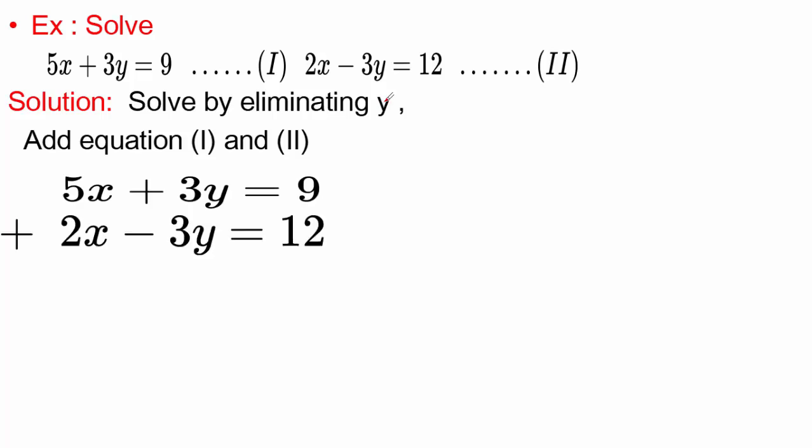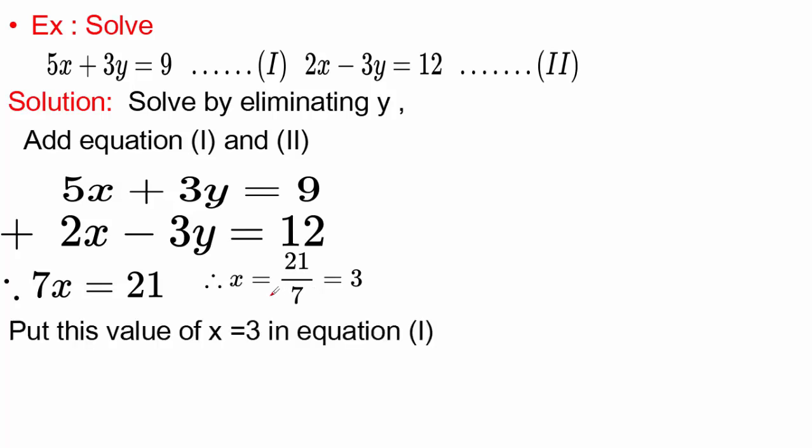5x plus 3y equal to 9 plus 2x minus 3y equal to 12. 5x plus 2x gives 7x, 3y minus 3y is 0, and 9 plus 12 gives 21. Thus we get the equation 7x equal to 21. Transferring 7 to the right hand side, we will get x equal to 21 by 7, and 21 by 7 is nothing but 3. Thus, we get x equal to 3.